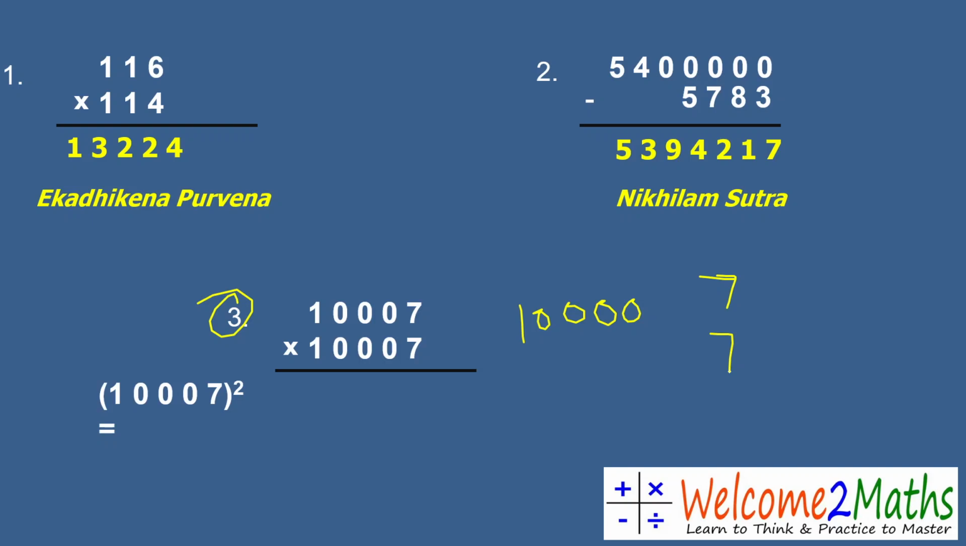Our solution has two parts, one is the right hand side and another is the left hand side. For the right hand side, we will multiply the difference, that is 7 into 7. 7 into 7 is 49. But you see, in our base there are 4 zeros.